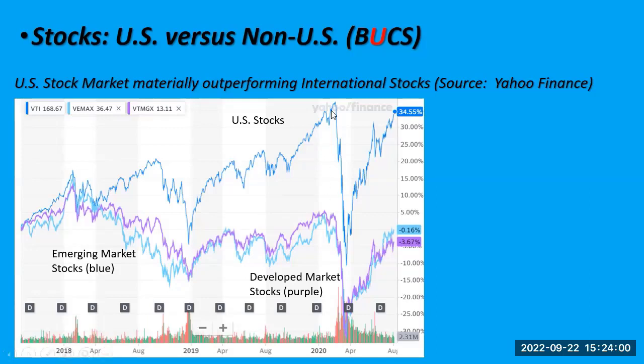The US sold off more than the rest of the world in COVID, but it also recovered much better. So the US got back to where it started, but this is all 2020. So I need to update this and show you all the newer numbers.